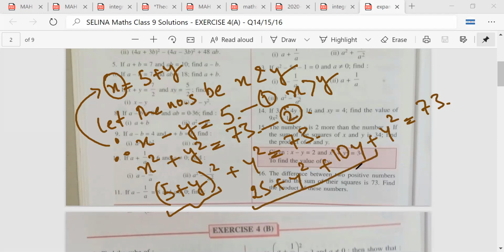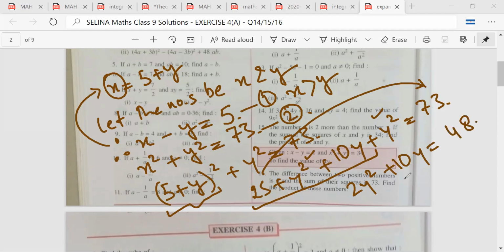Now I need to solve this. So y square plus y square will be 2y square plus 10y, and here 25 will go to the other side. So 73 minus 25 will be equal to 48. I can take common 2. So y square plus 5y would be 24. My equation will become y square plus 5y minus 24 is equal to 0. Any doubt, Mr. Rudra? No, sir.